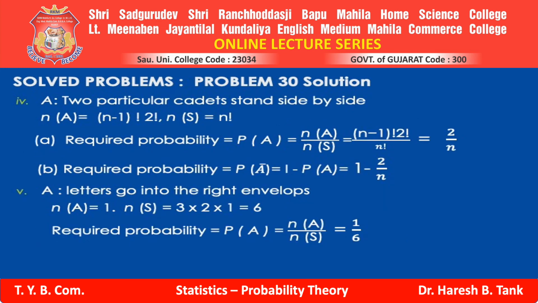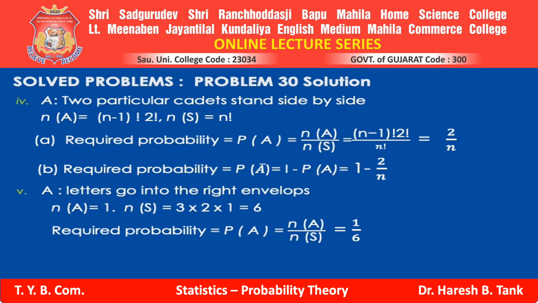Next is, two particular cadets stand side by side. Number of elements are n minus 1 and 2 cadets side by side, so it is 2 factorial. And number of exhaustive cases becomes n factorial. So the required probability is number of favorable cases, that means (n minus 1) factorial multiplied by 2 factorial, divided by n factorial. Simplifying it, it comes to 2 upon n.